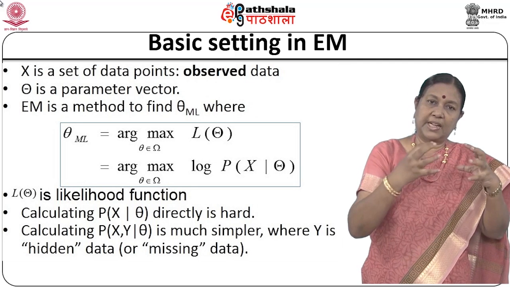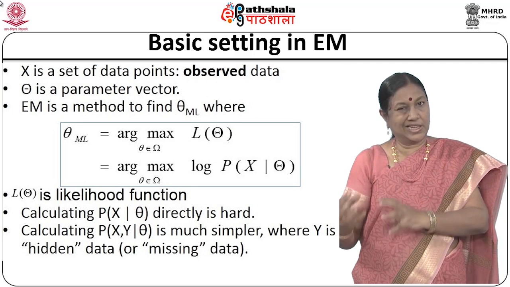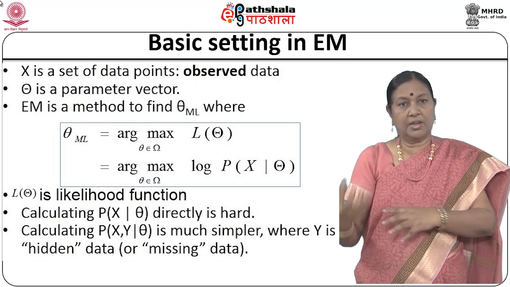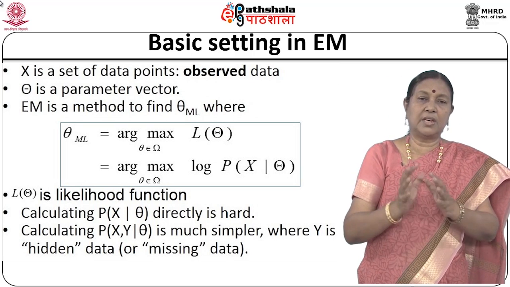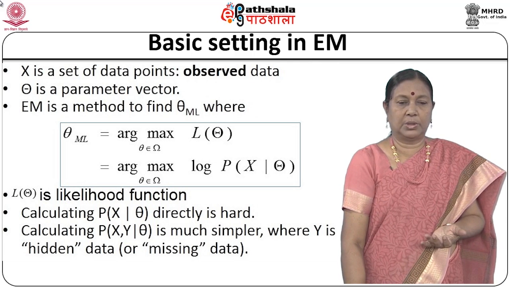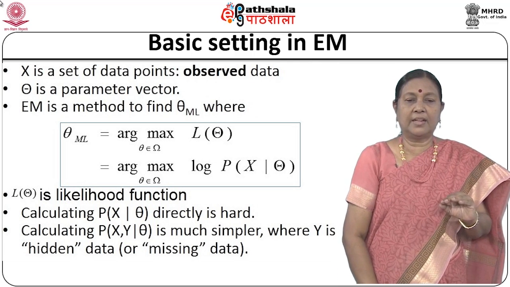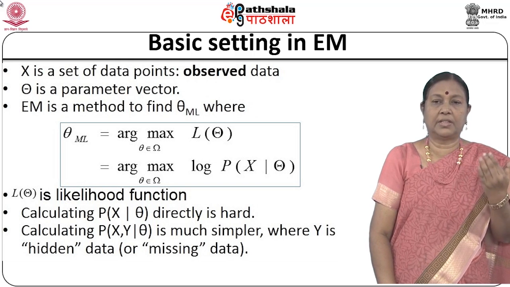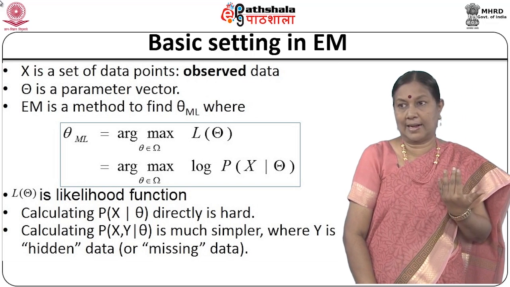Normally what we do is we take the data and generate the model. Here we are guessing at the model, then we are using that model to guess some data and keep on doing this till you get the proper parameters of the model. So, we are learning the model, in other words. Calculating the probability of X given theta directly is hard.